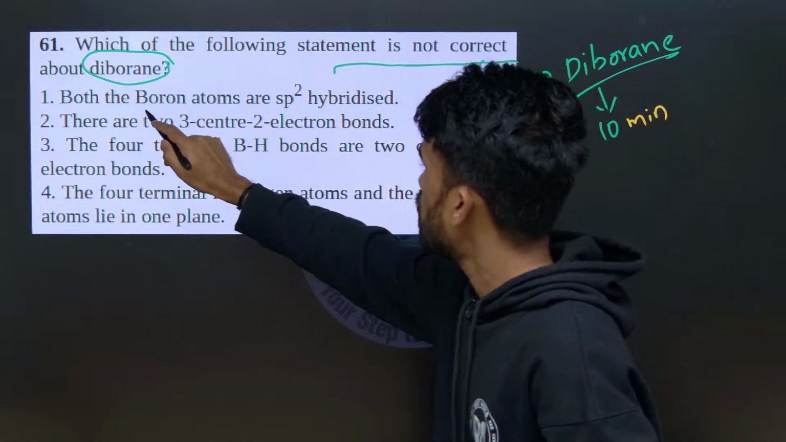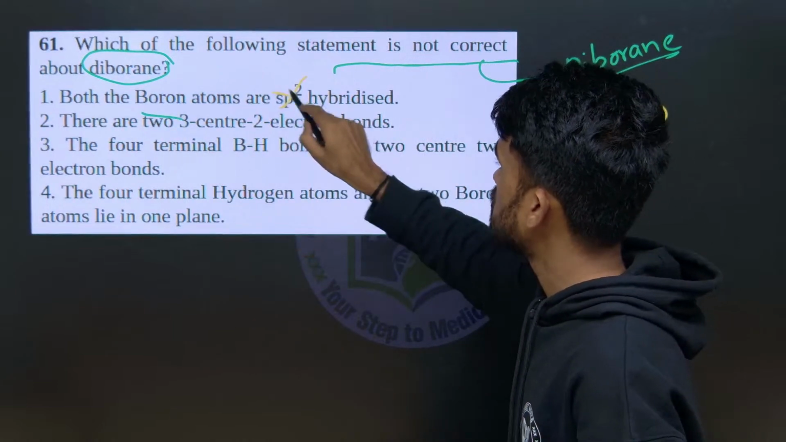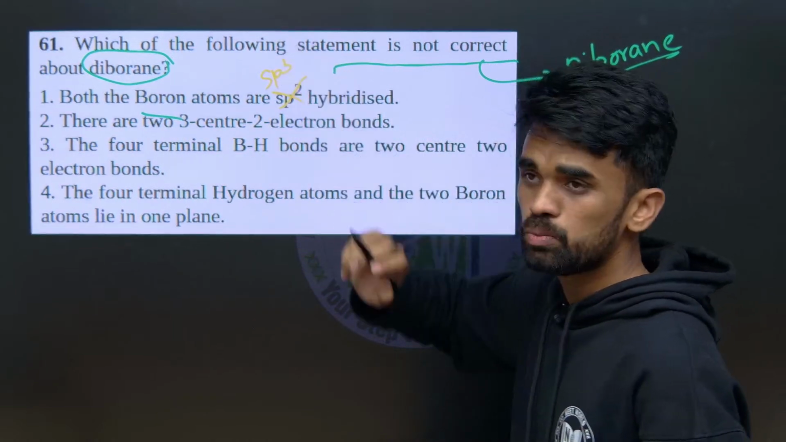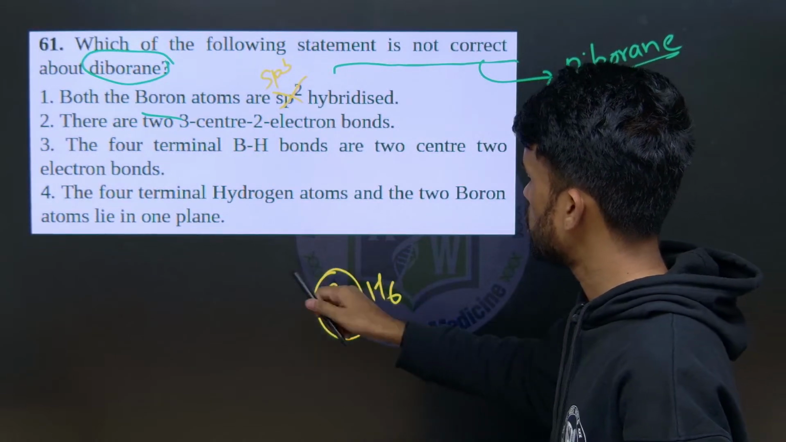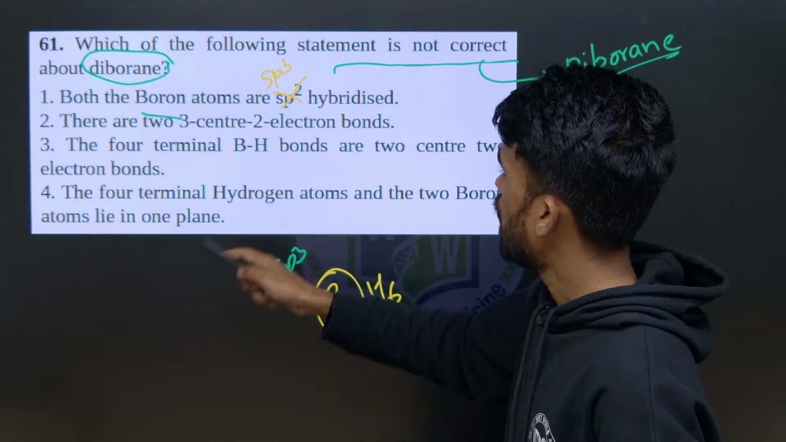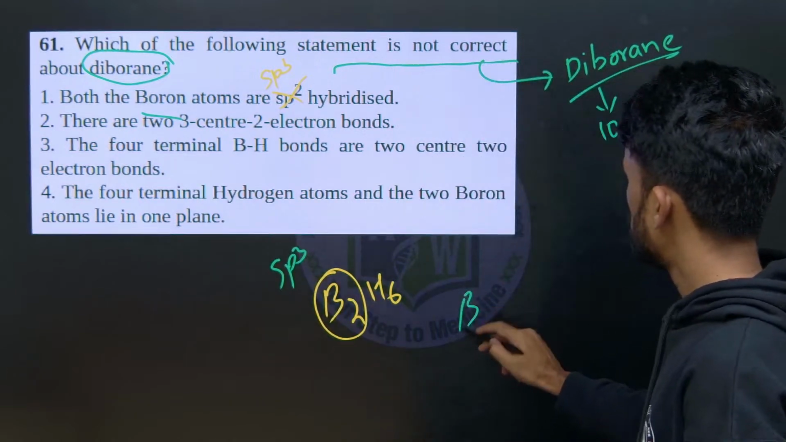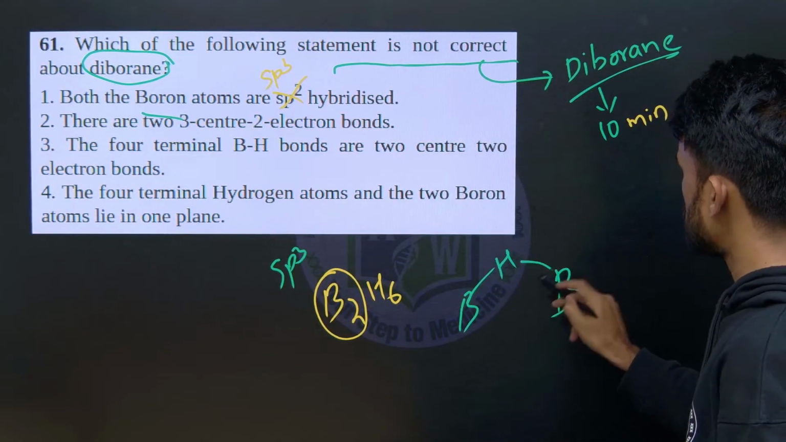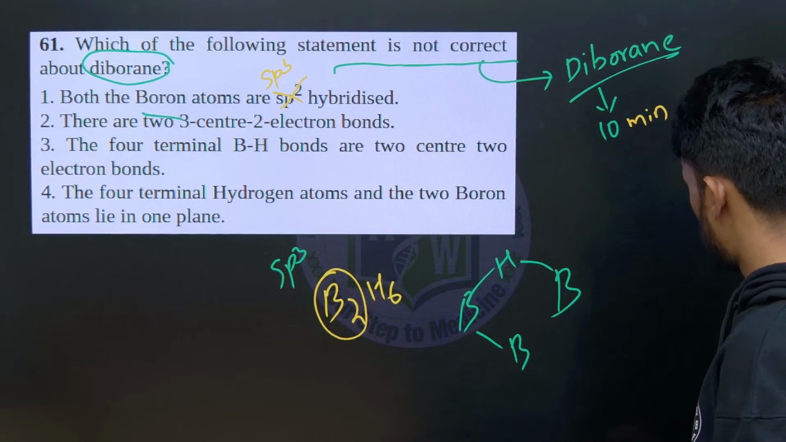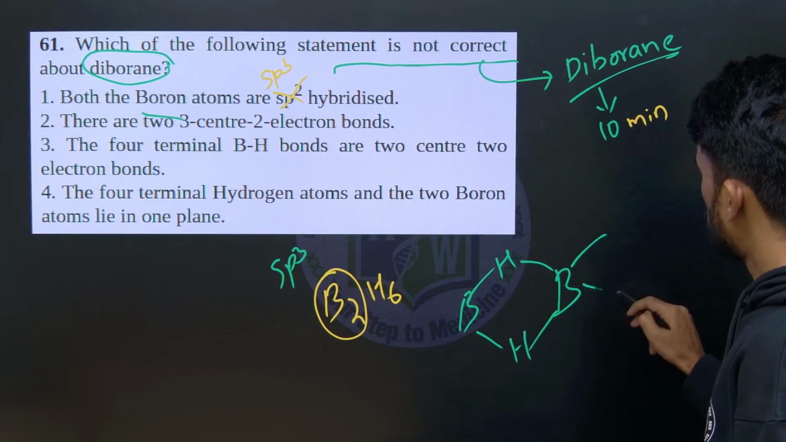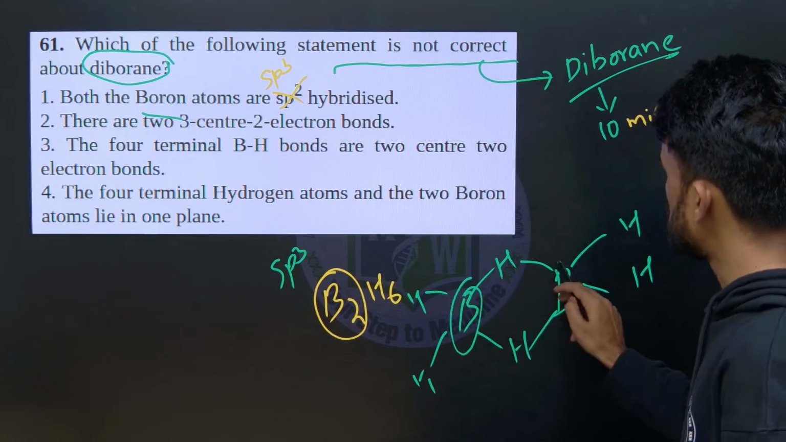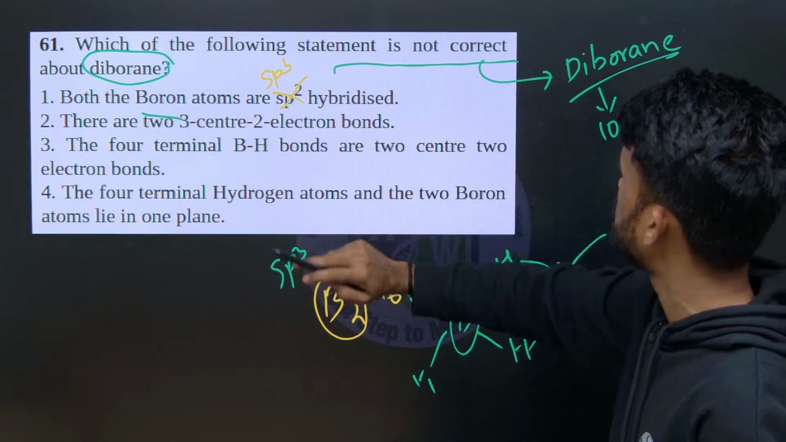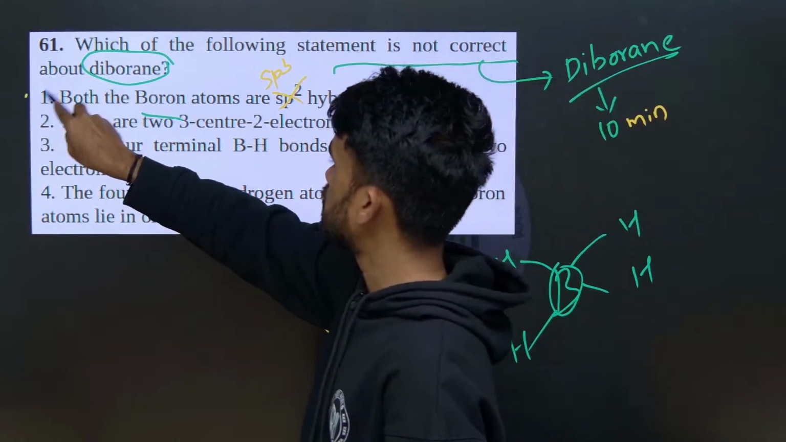See, boron in diborane will be having sp3 hybridization. There are two boron atoms in B2H6, each will be having sp3 hybridization. In this diborane, the structure will be like this. So each boron is sp3 hybridized, but they are saying sp2. Not correct. Directly go with the first option itself.